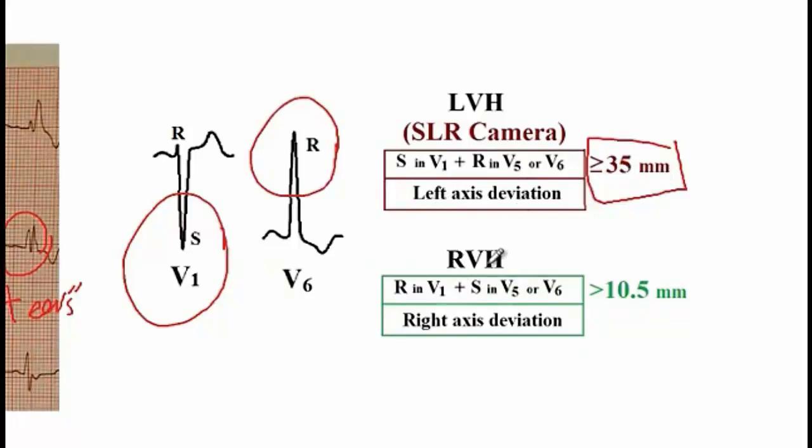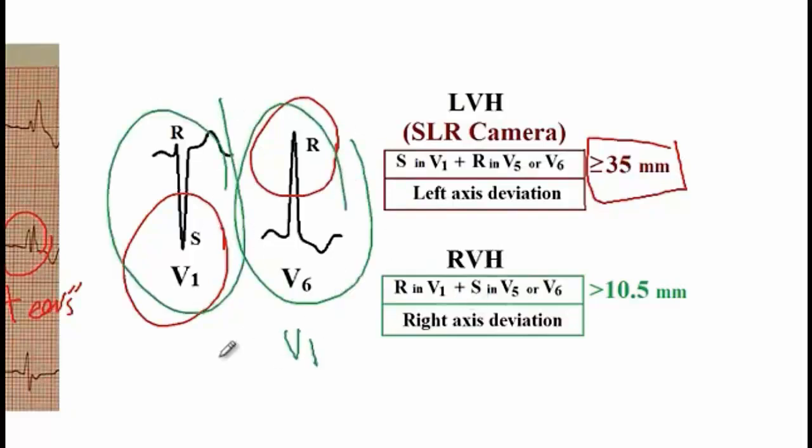With right ventricular hypertrophy, it's reverse, where you have an R wave in V1 and an S wave in V6, and then there would be a right axis deviation. And the size of the R wave in V1 and S wave in V5 or V6 is more than 10.5 millimeter.